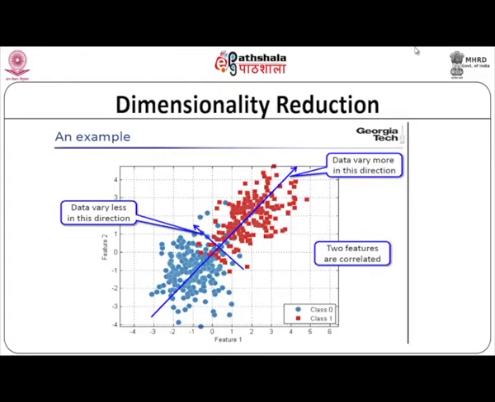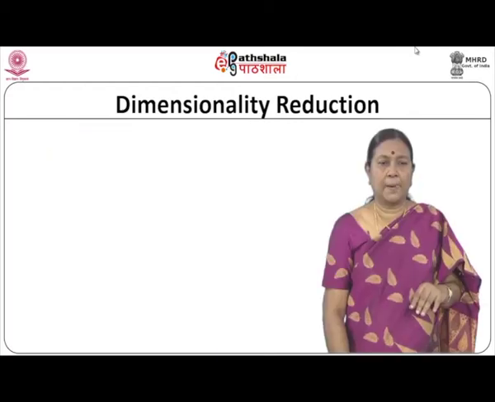So, if you look here, you have an example, this is from Georgia Tech. Class 0 is blue and class 1 is red, and you have two features and you try to draw the correlation between them. If you see, the data vary more in this direction and less in the other direction. So, we want to capture this, which means you have to capture the variance. We will come to this again, this is just to show you what we mean by variance.